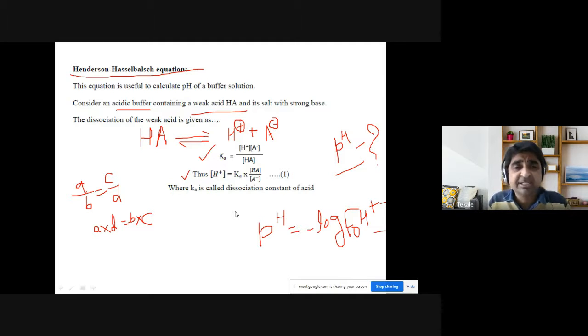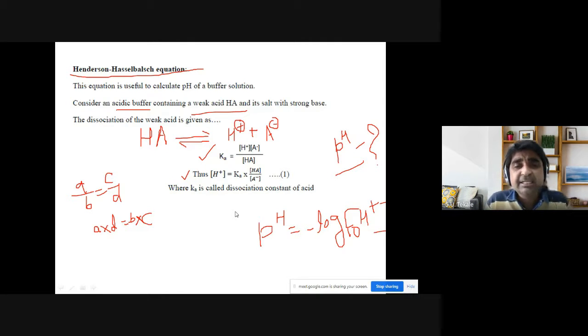What is the Henderson-Hasselbalch equation? The very first thing is it is used to calculate something. What is that? pH of buffer solution. How can the Henderson equation be derived?